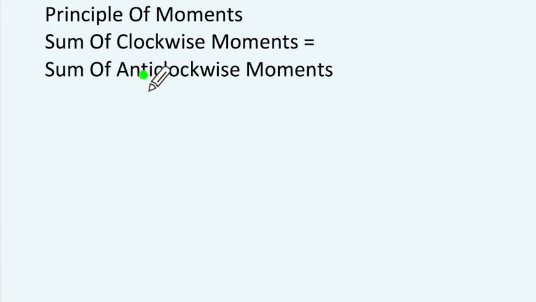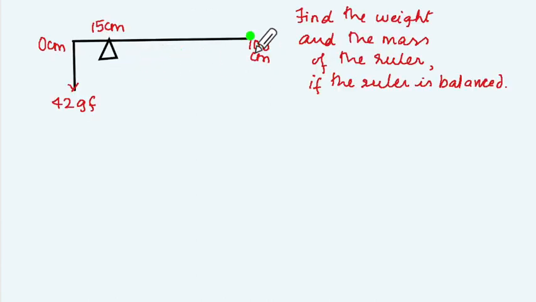This brings us to the principle of moments, again an important principle. Sum of clockwise moments is equal to sum of anti-clockwise moments. Now here you will be given classic examples of different situations of a meter rule. So let us just take one or two quickly. So this is the first question for this.